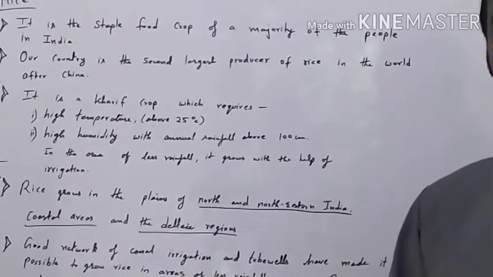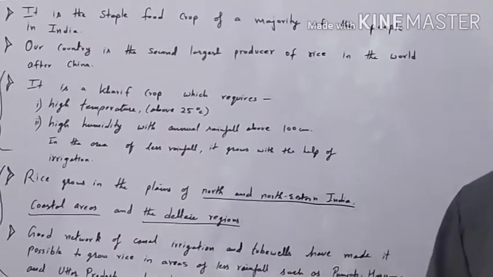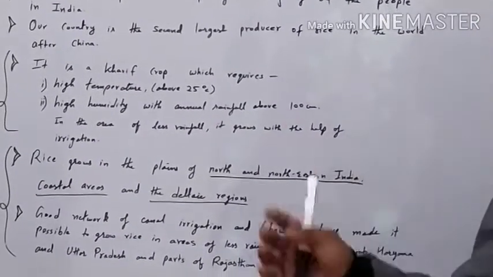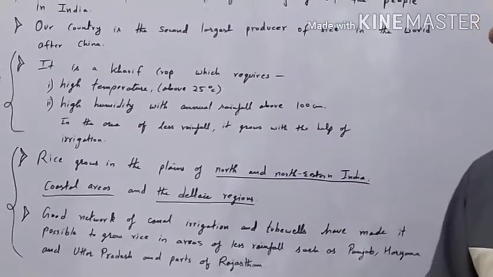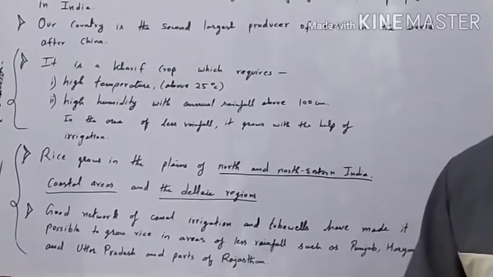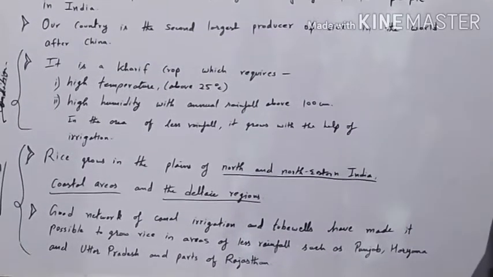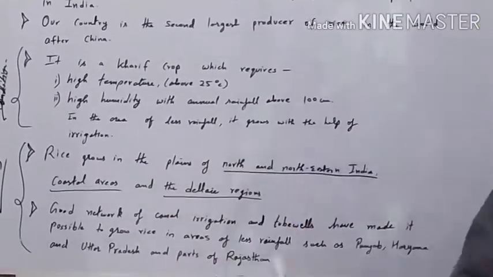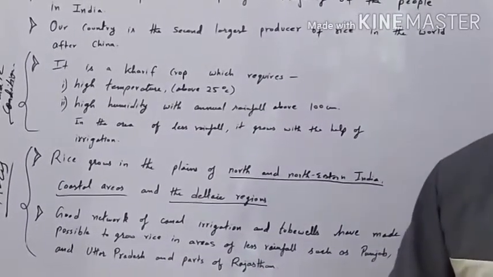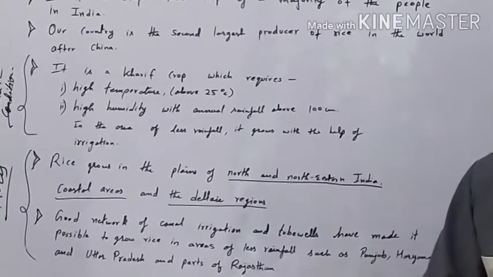Now we know that in the summer season only the rainfall starts, so that is why they also get the rainfall of about 100 centimeter. Now in some places they do not receive much rainfall, so what we do in those places, we use the process of irrigation. With the help of irrigation, in those places we grow rice in good quantity.